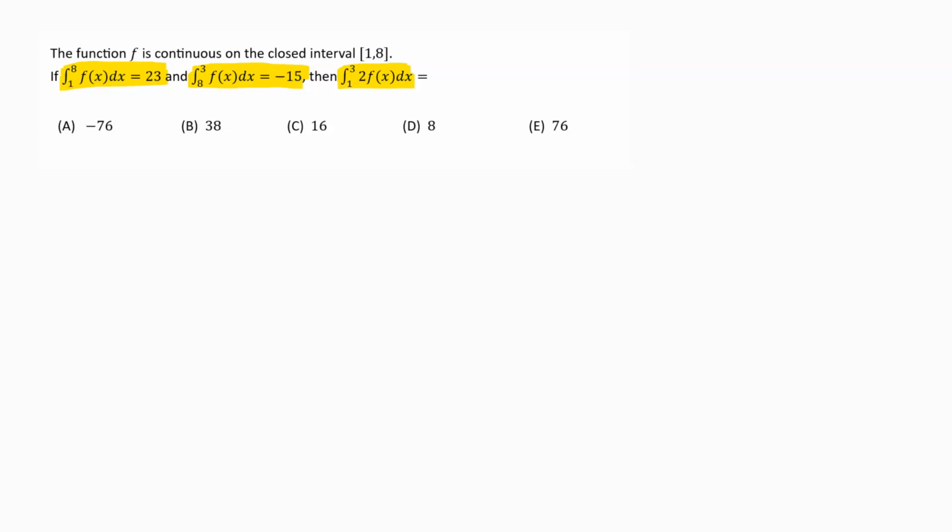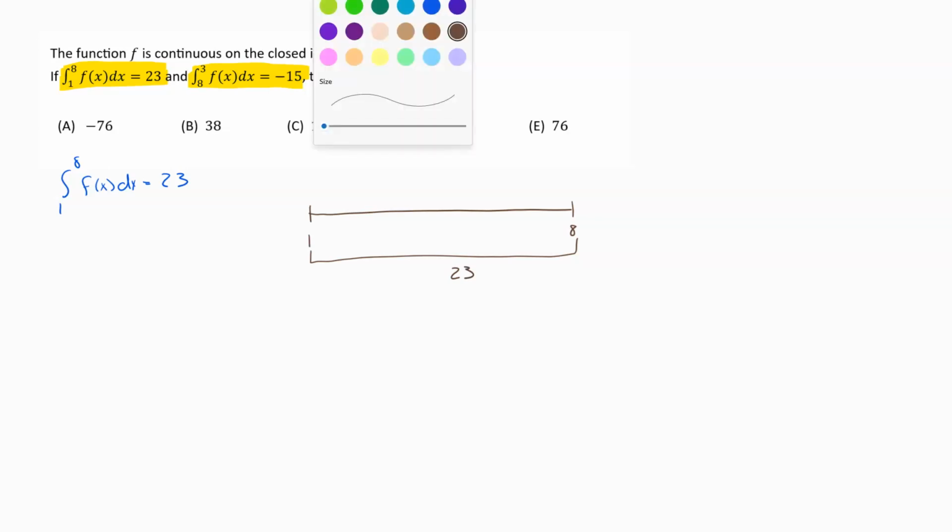I find these problems easiest to do if I put them all on a number line. So when I look at this first integral from 1 to 8 of f of x dx, and I know that that's 23, I lay out a number line based upon that. So I'd say, okay, starting at 1 and ending at 8, I know that the value of that integral all the way from there to there is 23. Then I grab the next one.